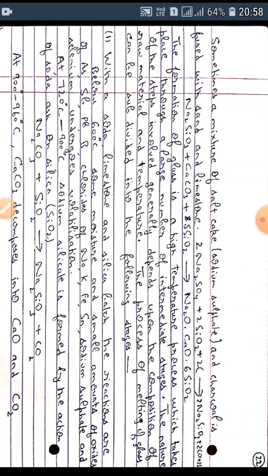Sometimes a mixture of salt cake, that is sodium sulfate, and charcoal is fused with sand and limestone to get a glassy mass. The expression goes as follows: 2Na2SO4 plus 2SiO2 plus 2C gives sodium silicate plus 2CO plus 2SO2. This sodium silicate then reacts with calcium carbonate and silica to form sodium calcium silicate.